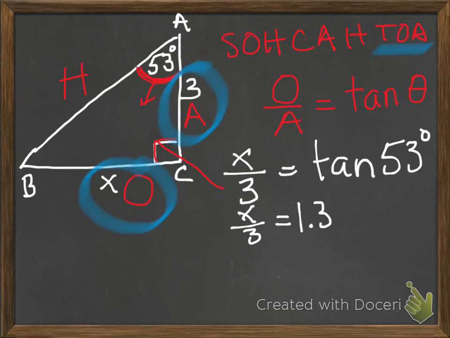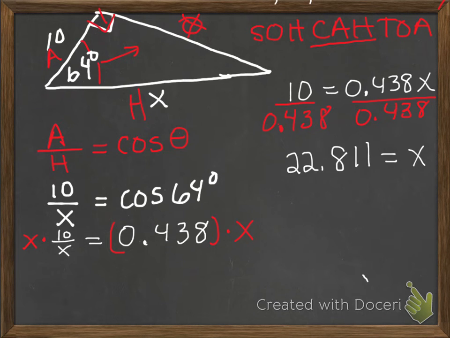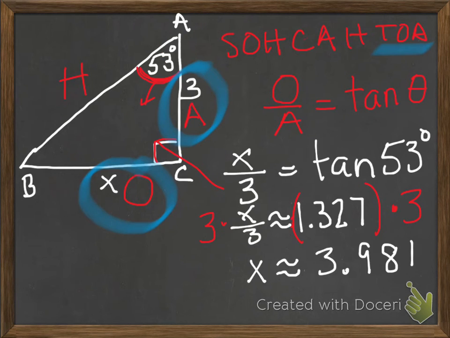The tangent of 53 degrees is 1.327, multiplied by 3. Oops, what happened there? Sorry, right there. Multiply by 3, and there you go. X is equal to approximately 3.981. I changed those to say approximately because we don't have an actual number for these.